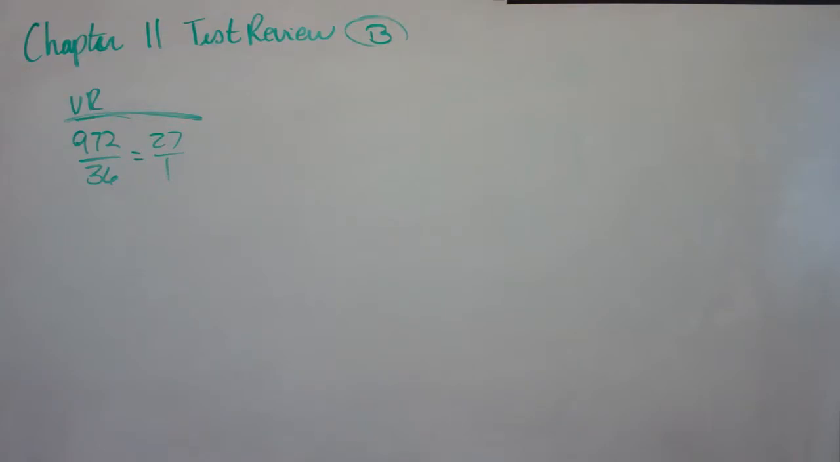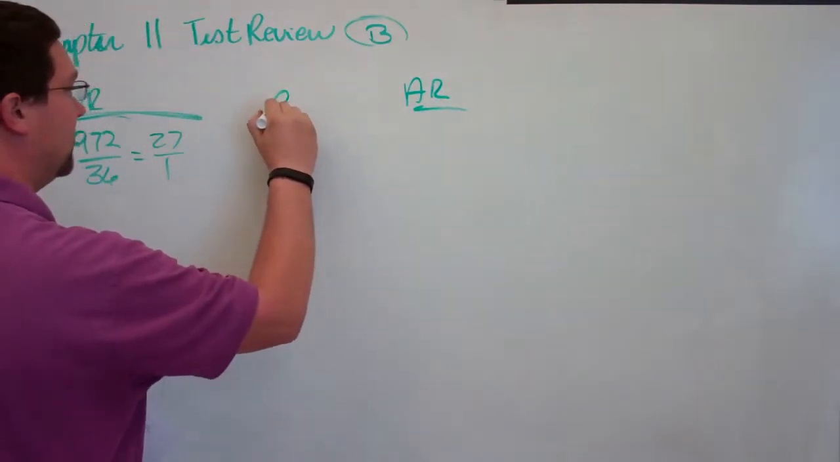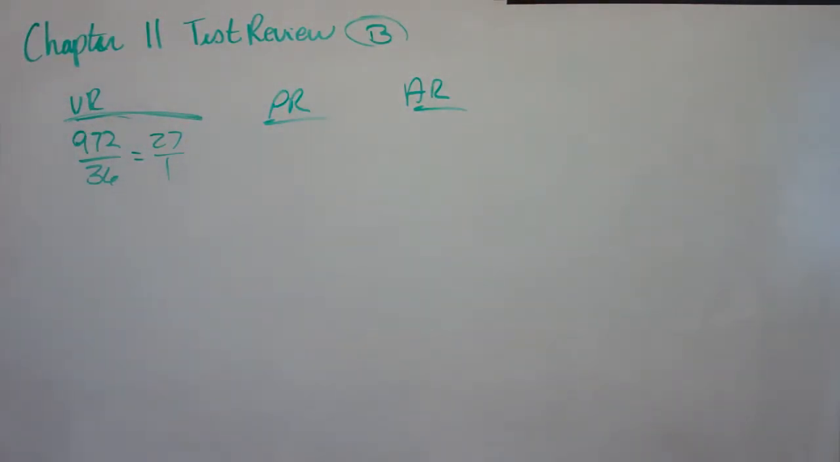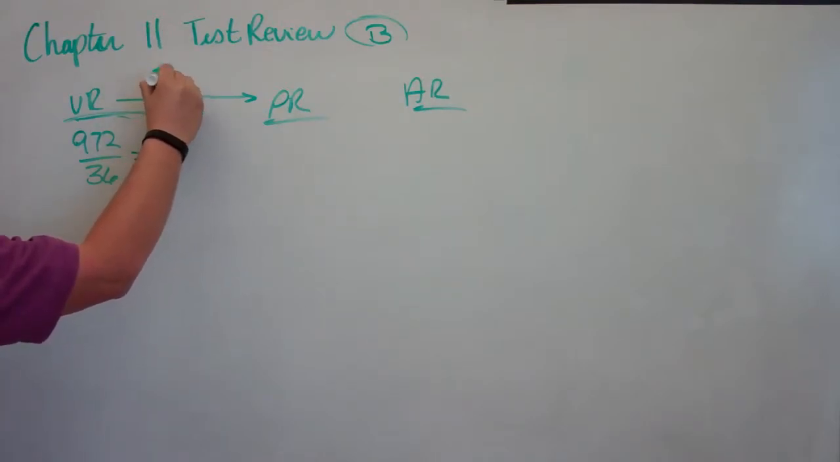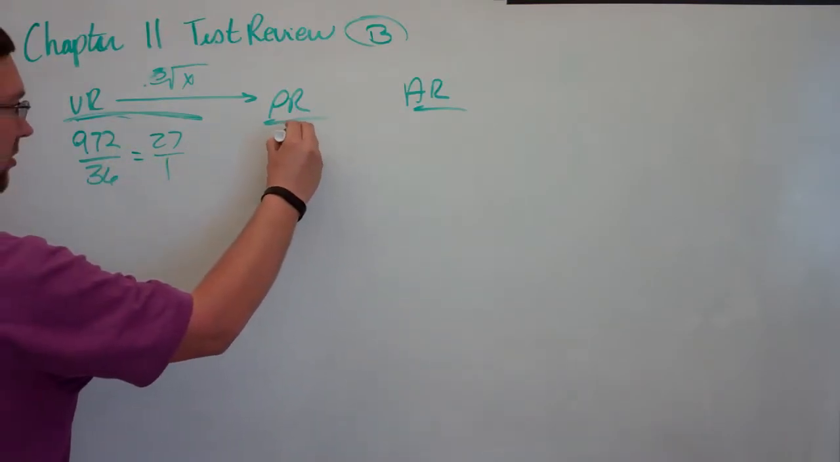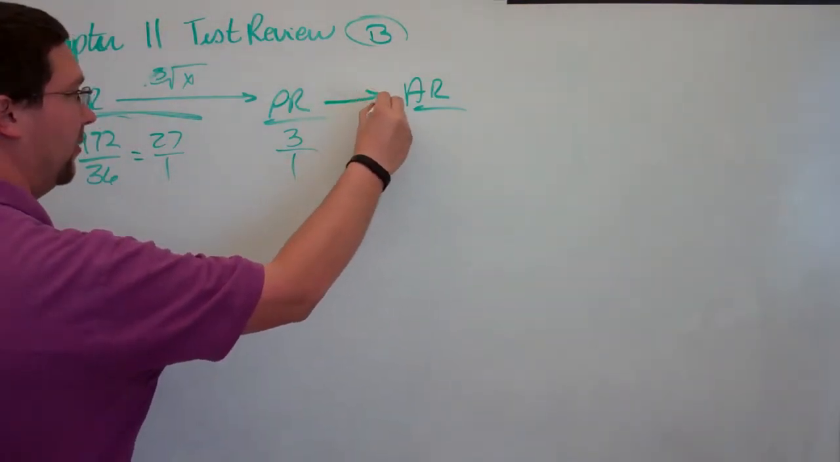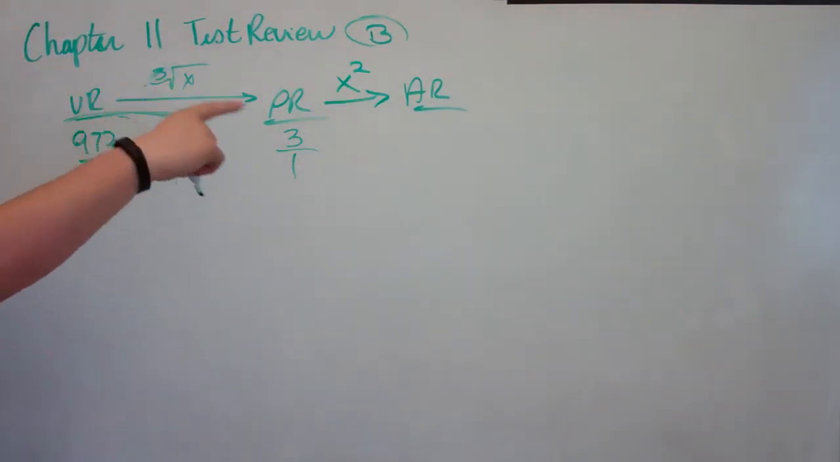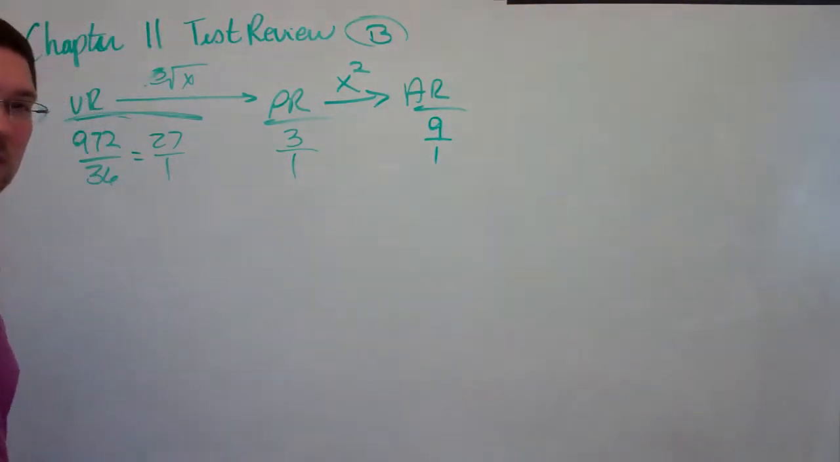Now, then it starts to talk about surface area. But remember, before we can go to the area ratio, we have to make a stop by the perimeter ratio first. Alright, and remember, to go from volume ratio to perimeter ratio, you cube root your volume ratio. All right, so the cubed root of 27 is 3. Cubed root of 1 is 1. Now we've got to go up to the area ratio. Remember, you take your ratio and square it to get up to the area ratio. 3 squared is 9. 1 squared is 1. So our area ratio is 9 over 1.